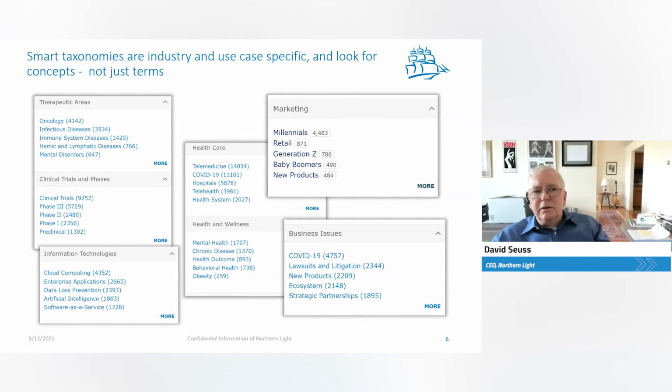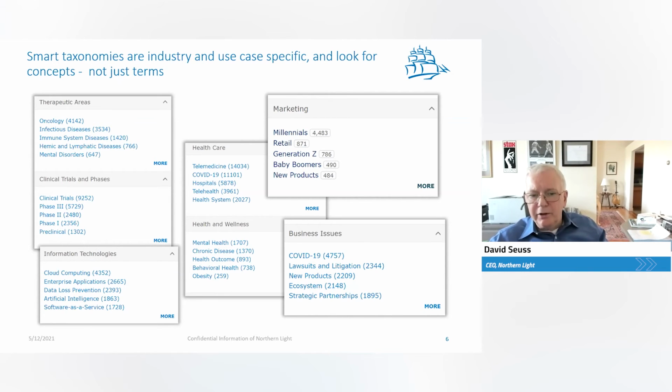So when we talk about these taxonomies, what do they look like? They have to be industry and use case specific. And look for concepts, not just for terms. So for example, in the upper left-hand corner here, we have some context-specific taxonomies. One's therapeutic areas there: oncology, infectious diseases, mental disorders. We have clinical trials as context-specific entities. Down below that, we have an example from the information technology industry with cloud computing and data loss prevention and software as a service.